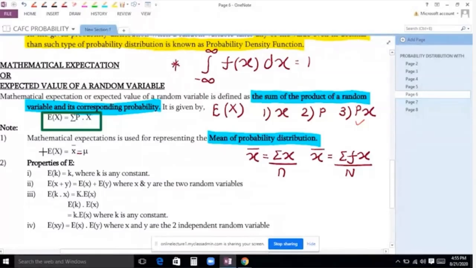E of x is equal to x bar, and x bar is equal to mu.